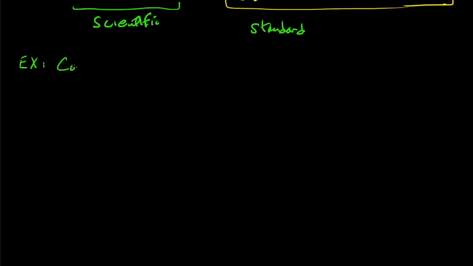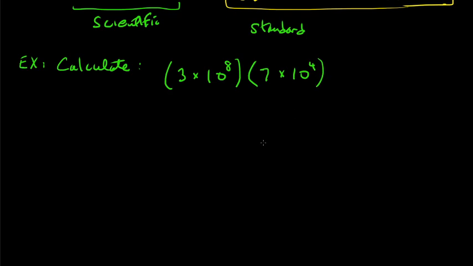Suppose we want to calculate, let's say we have 3 times 10 to the 8, and then we want to multiply that times 7 times 10 to the 4. Okay. Now, the way you don't want to do it is convert to standard notation, right? You want to calculate and write in scientific notation.